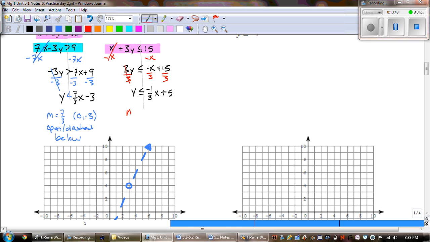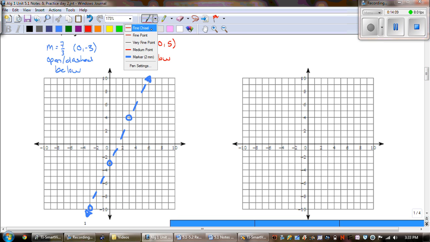So our slope is negative 1/3. Our y-intercept is 5. It's going to be solid. And it's less than, so that means we're going to shade below.